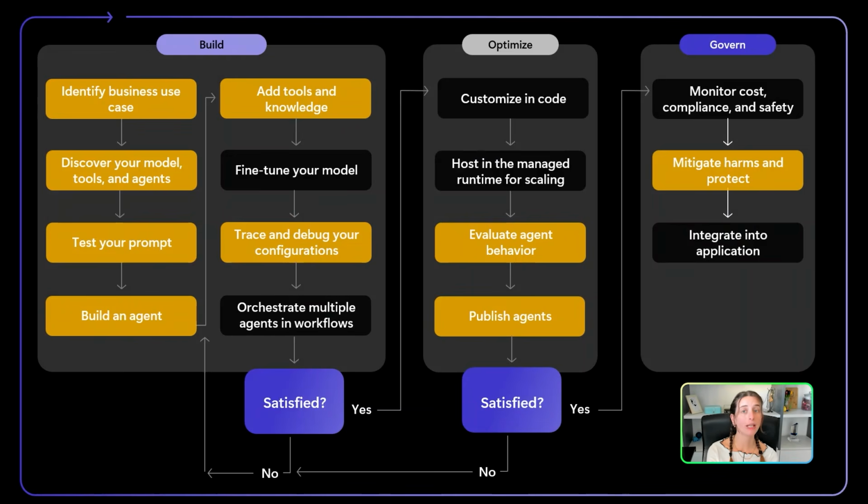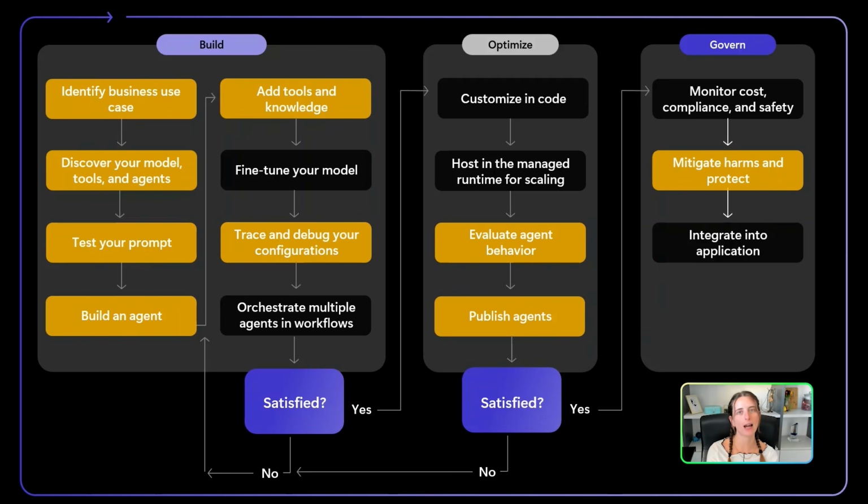While you do that, you should make sure to have a robust tracing system so you can debug your system, inspect any issues, and address them with further fine-tuning and customization. Once you've got your prototype ready, you can then optimize it further by moving into code, hosting it maybe in a dev container, evaluating the overall agent behavior, and publishing it. Every time you complete one of these steps, like the build step or the optimize step, you should ask yourself if what you have is ready to move to the next phase.